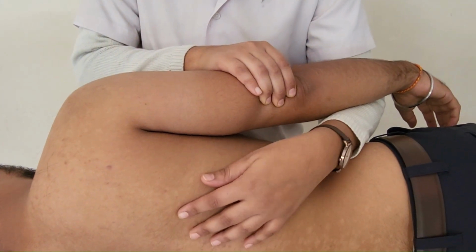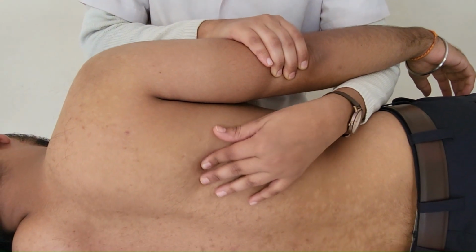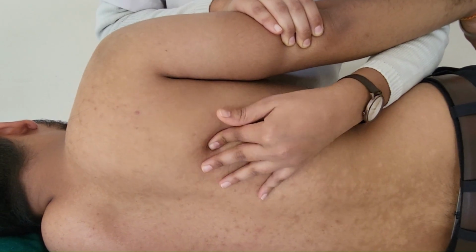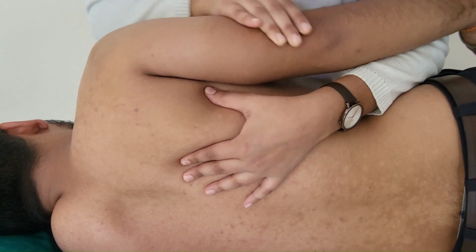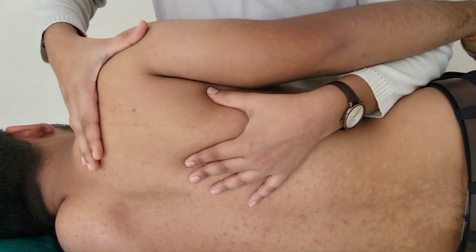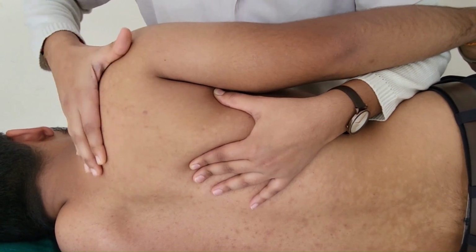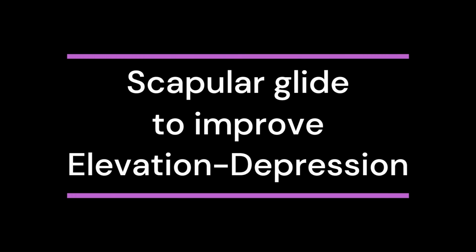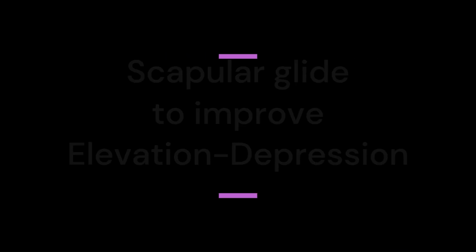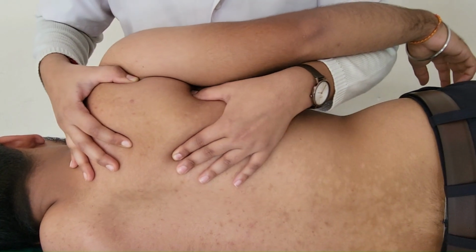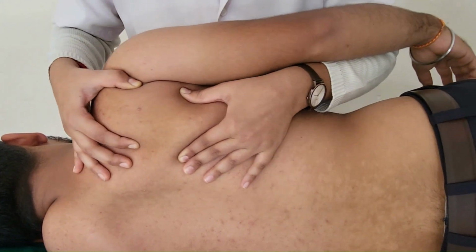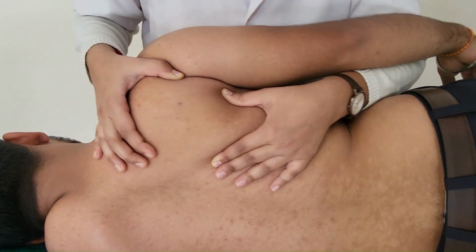Hand placement. Place your superior hand across the acromion process to control the direction of motion. With the fingers of your inferior hand, scoop under the medial border and inferior angle of the scapula. Move the scapula by lifting from the inferior angle in superior and inferior direction for elevation and depression.